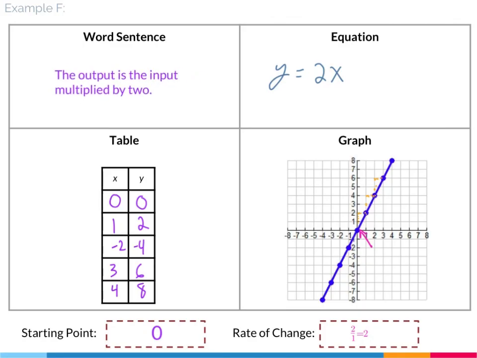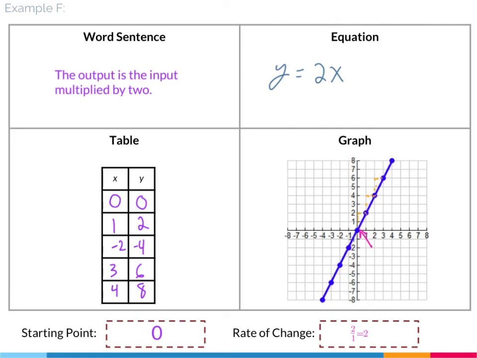Now you could have written that a lot of different ways. You could have said the output is the input doubled. That is also stating that it's being multiplied by 2. I just find it easier when we're making these word sentences to not complicate them so much and just use the words that we know, like multiplies.